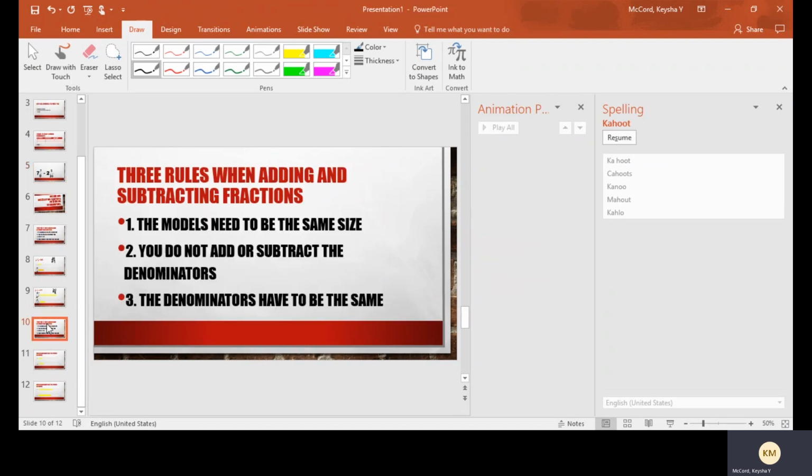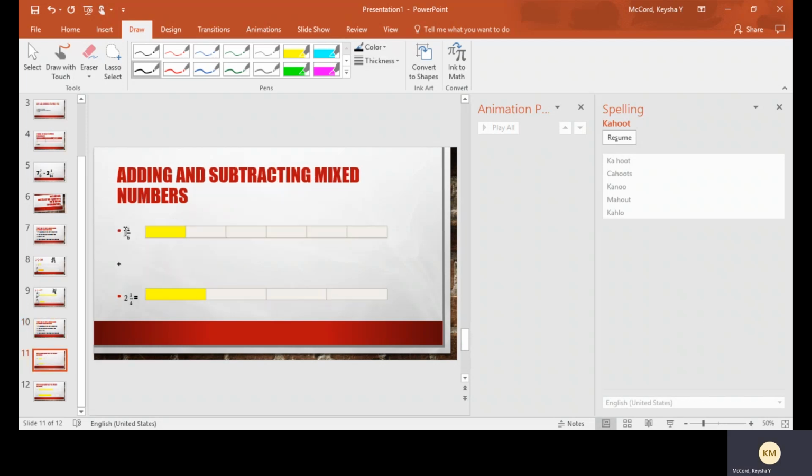So before we get started, we need to go over the rules for adding and subtracting fractions, because remember, a mixed number is a whole number and a fraction. Remember, when we're adding and subtracting fractions, my models need to be the same. Number 2, you don't add or subtract the denominators. Just like the Taylor Swift song, we are never, ever, ever, ever going to add or subtract those denominators. And number 3, the most important and golden rule of all, the denominators have to be the same. If they're not the same, we're stuck. We can't do anything.